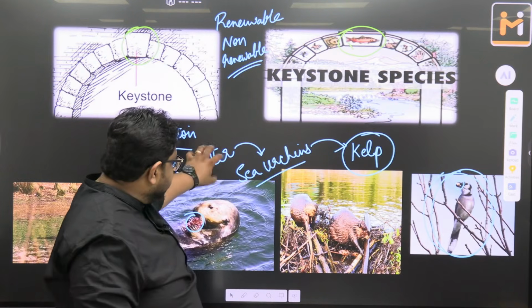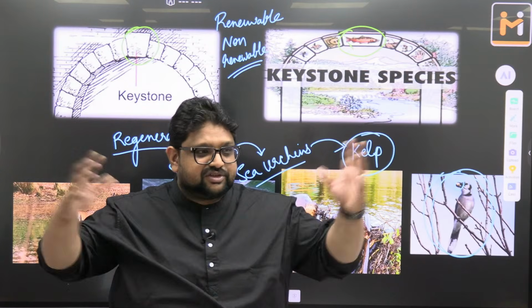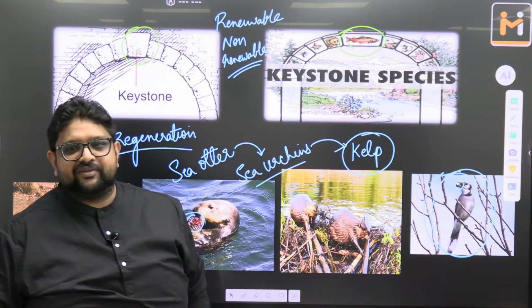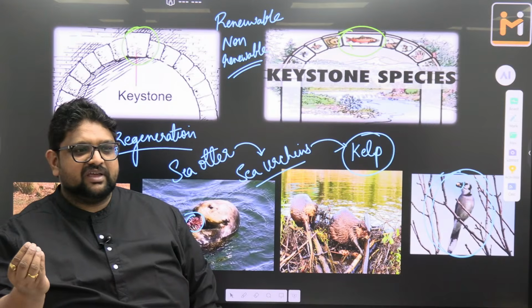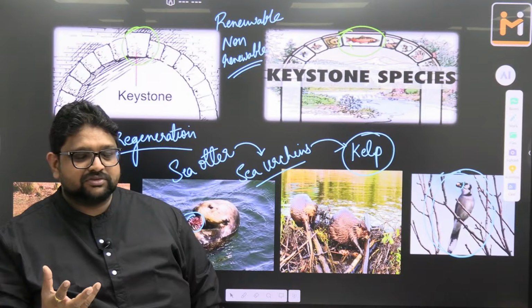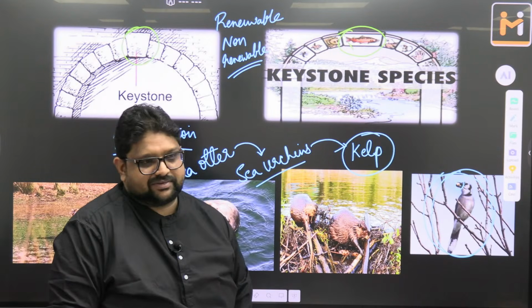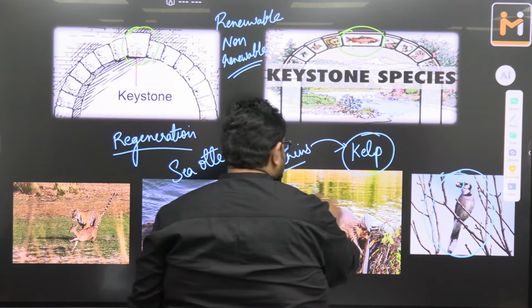And if we remove this sea otter accidentally, the sea urchin population will increase so much that they will entirely eat up the kelp. And if kelp is gone, then there is no primary productivity. Other organisms will not have any food to eat, so the entire aquatic ecosystem will collapse. Now you tell me about this.